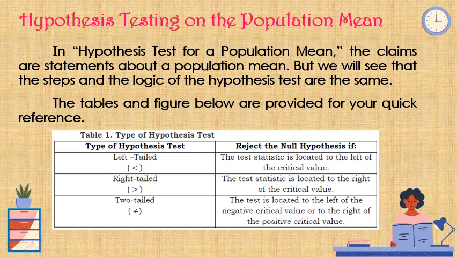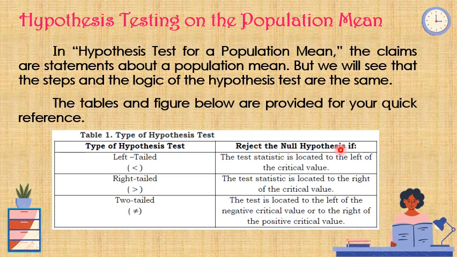Okay, so in table 1, I believe this table was given to you in our previous lesson. So it shows the different types of hypothesis tests. We have the three: the left-tailed test, the right-tailed test, and the two-tailed test. This is based on the symbol used in our alternative hypothesis. And when do we reject the null hypothesis? Left-tailed if the symbol used in the alternative hypothesis is the less than symbol, right-tailed if it is the greater than symbol, and two-tailed if the symbol used is the not equal to symbol.